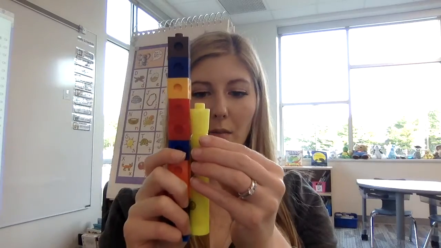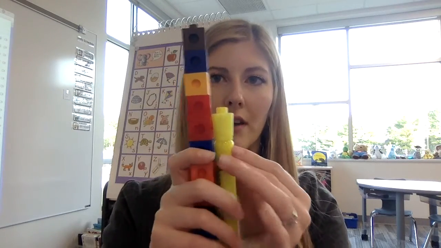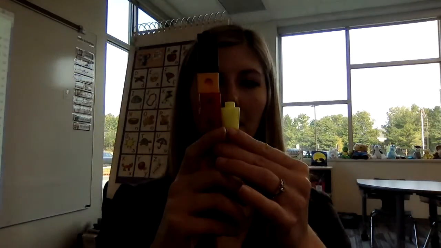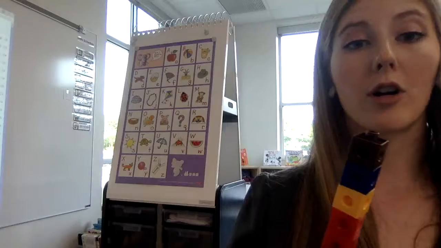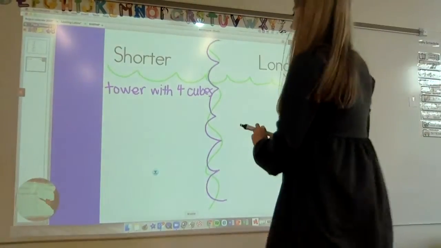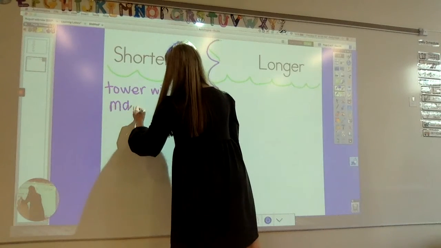Okay, and we can see, and I have my highlighter. It's probably about the same height, close to it. Okay, and we can see that there are cubes that go up beyond the marker or the highlighter. All right, so a marker would be shorter than the tower. Marker.